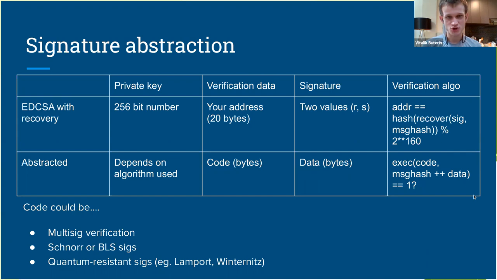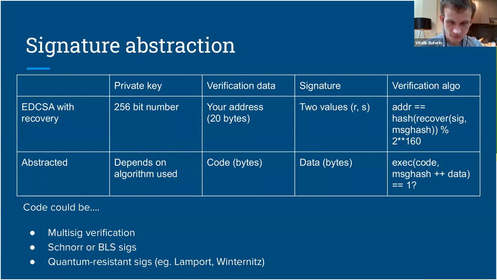If you want to do Schnorr, then the signature would be a Schnorr signature, the code would be a Schnorr verifier, and the algorithm would check: if you run the Schnorr verifier on the hash and the data, does that lead to the verifier returning correct? You could do the same for BLS, you could do the same for multisigs. Another use case is quantum resistant signatures. So Lamport signatures, Winternitz signatures, Stark-based signatures, and so on and so forth.